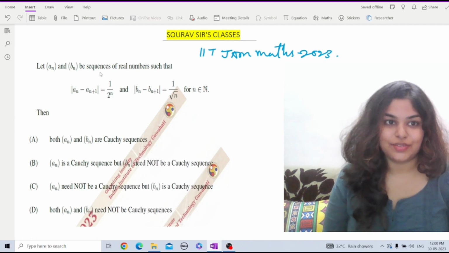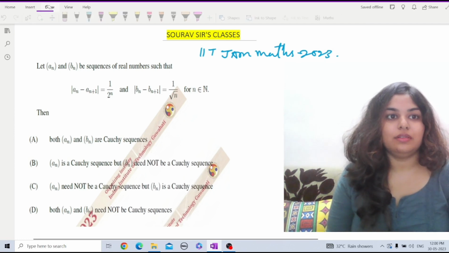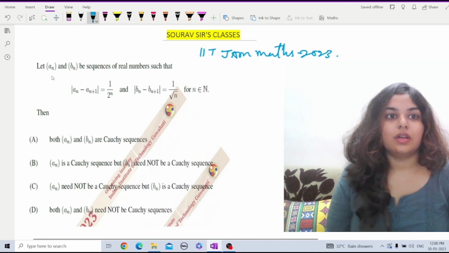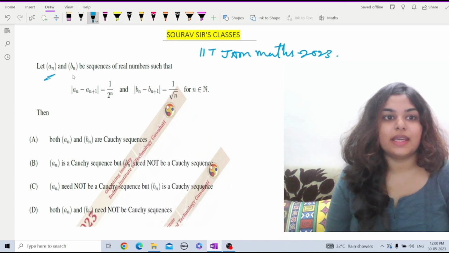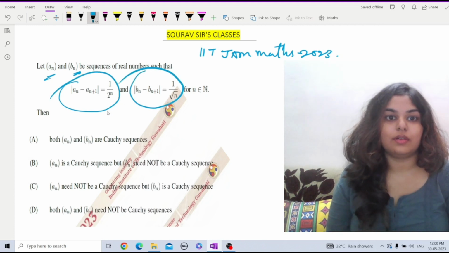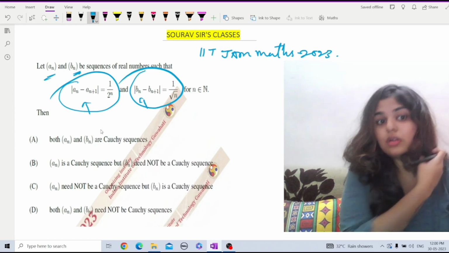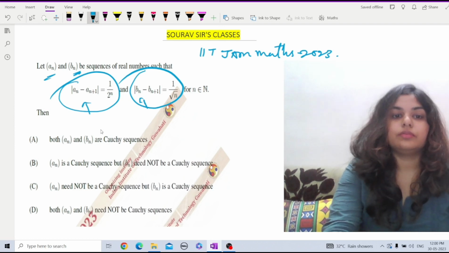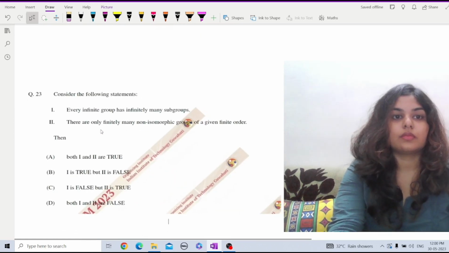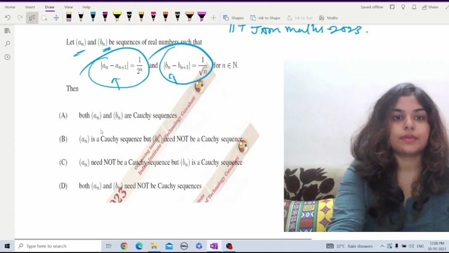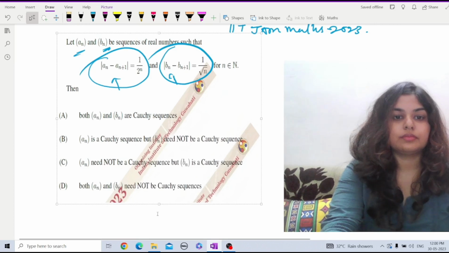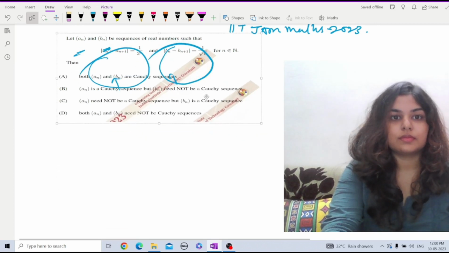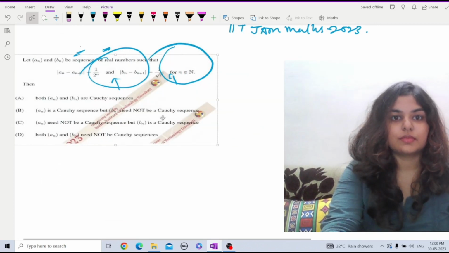Let us have a look at the next question. So here we are given 2 sequences AN and BN, right? And this is the condition given. Now let us try to find out for A and B separately whether it will converge or not, right? So let us take the series here.